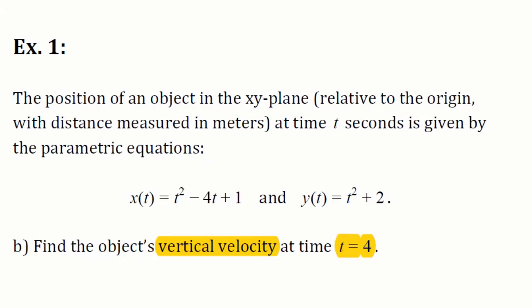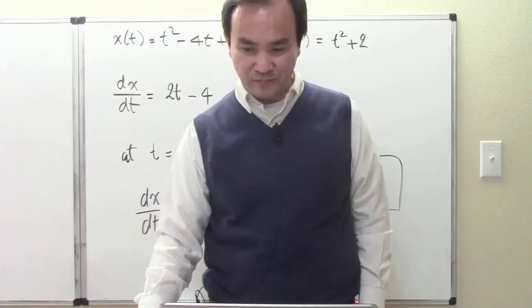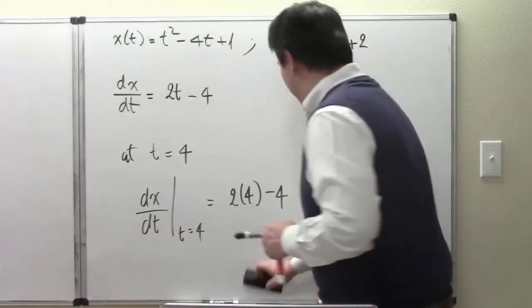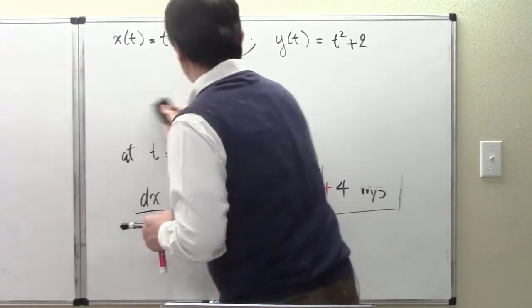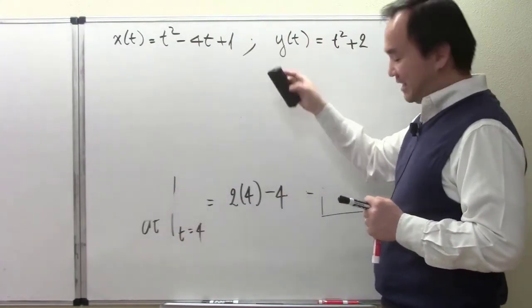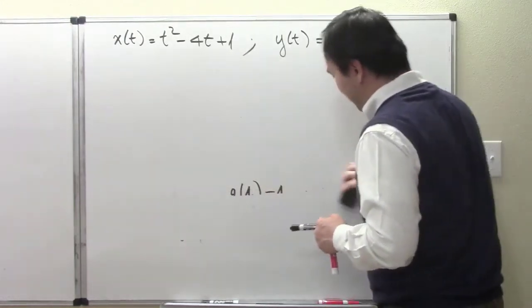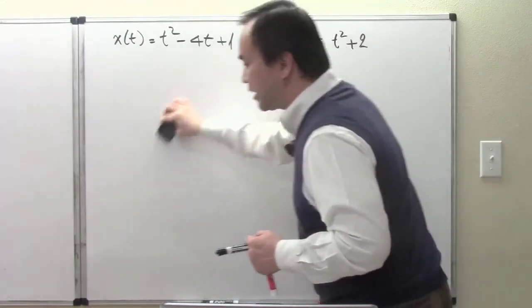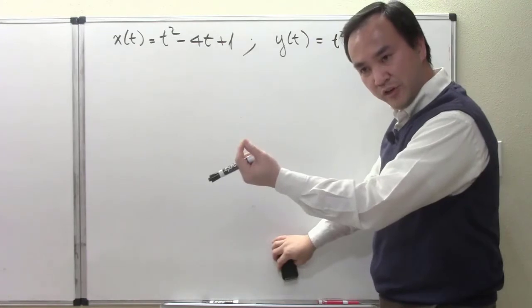All right, so here we go. I highlighted that term, vertical velocity, because, as I explained just now, vertical velocity is where we need to find dy/dt, because y of t is responsible for the vertical coordinates of any position of our point.